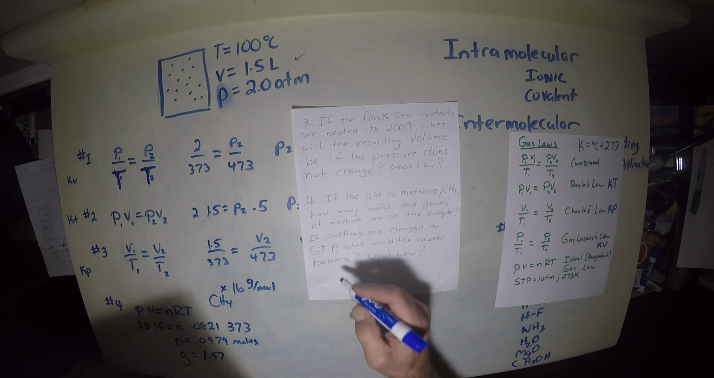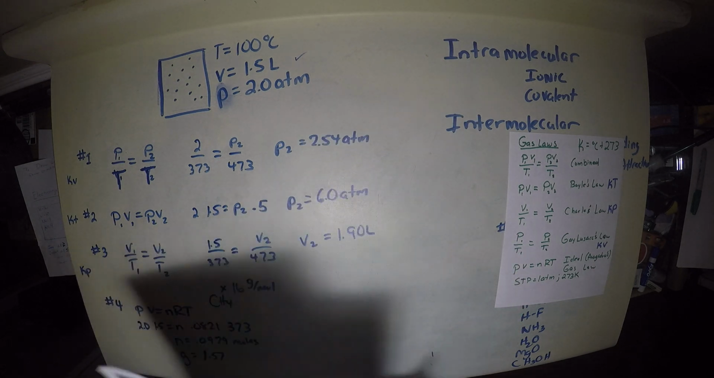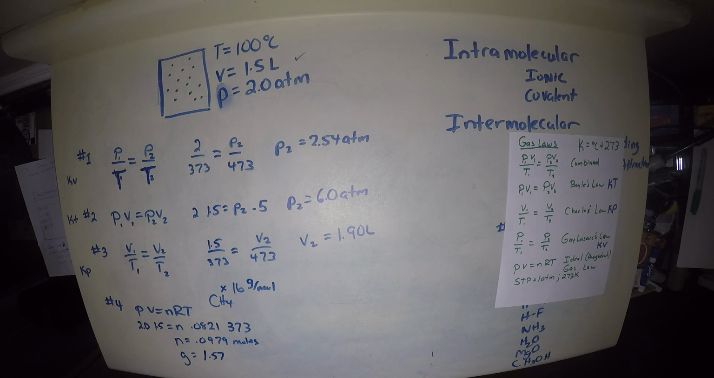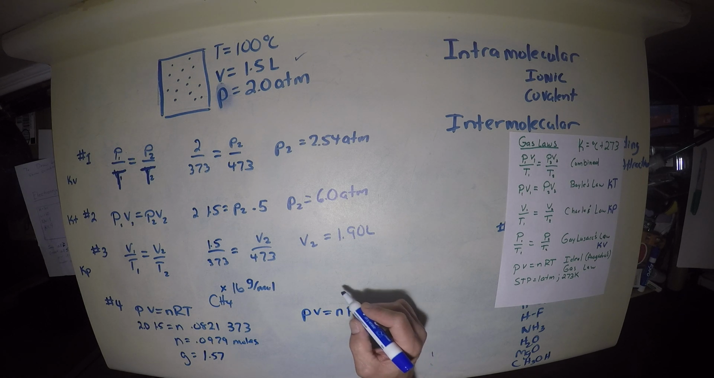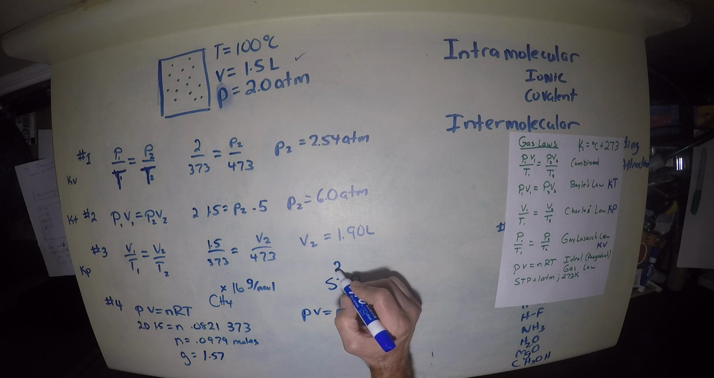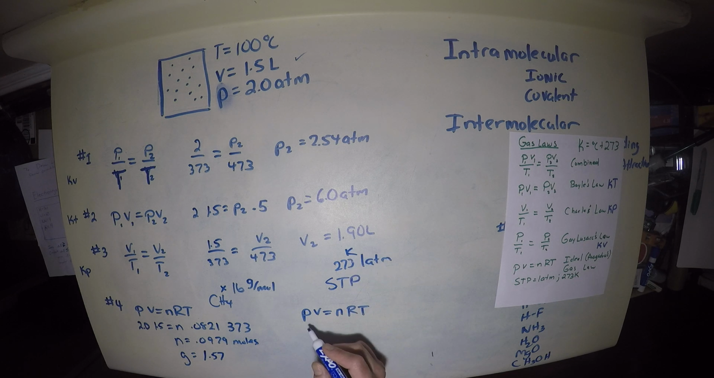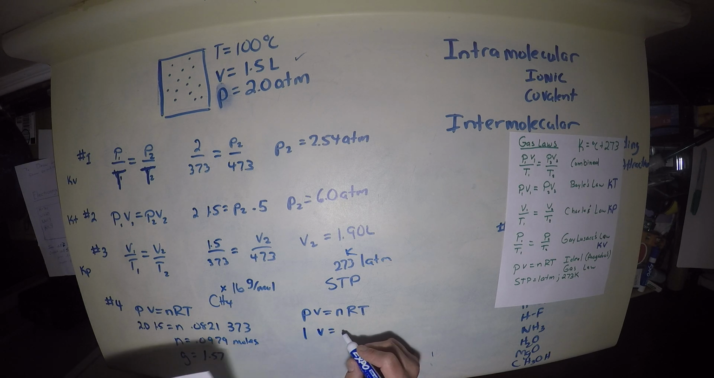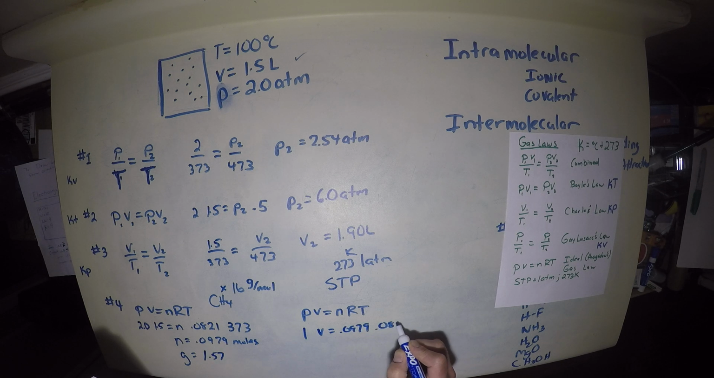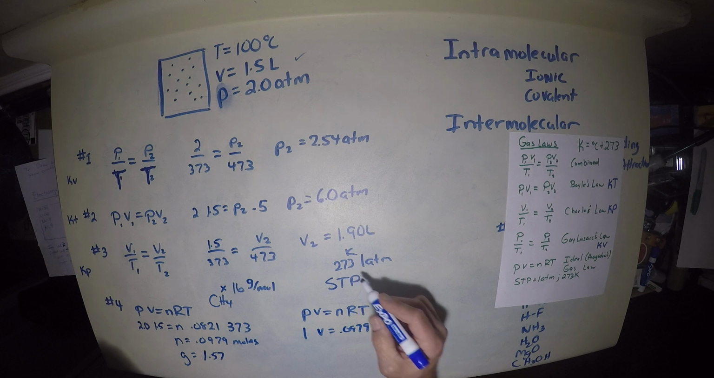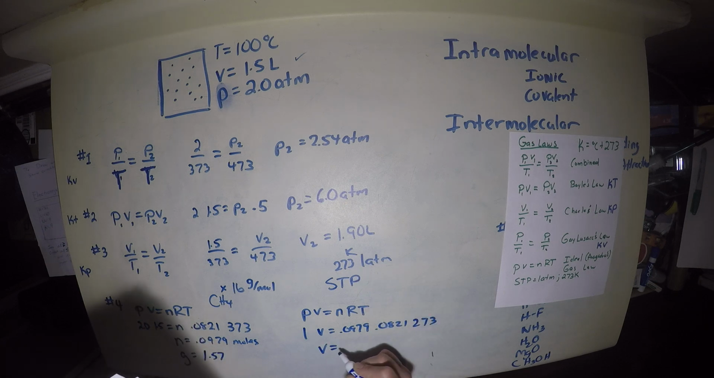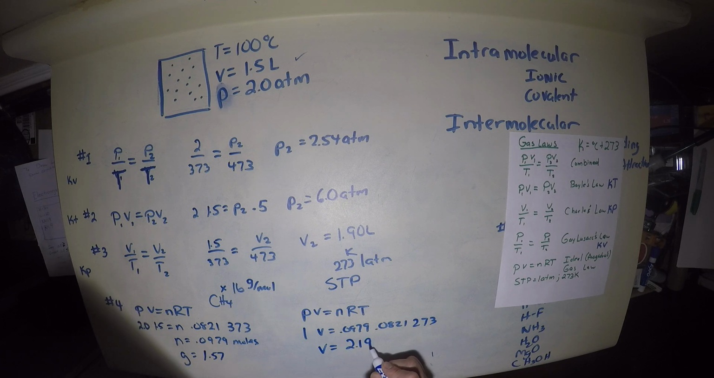Second part of number 4 says if we change to STP, what will the new volume become? So now again we're using PV equals nRT, and we're changing to STP, and you need to know that STP is 273 K and 1 atmosphere. And so our P is 1, our V is what we're looking for, n we just solved as 0.0979, R still 0.0821, and T at STP is 273. And when we solve for V, we get 2.19 liters.